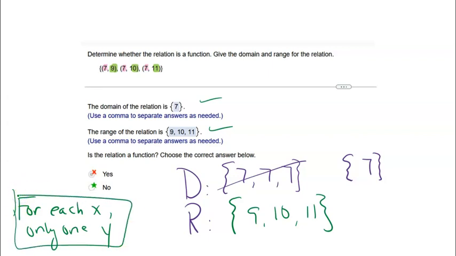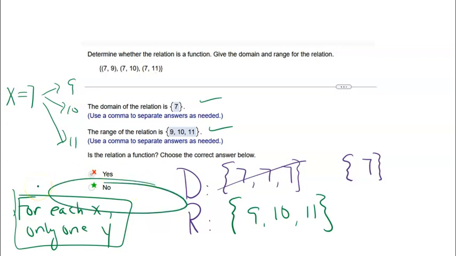Now when we look at this relation above, for each x, is there only one y? And the problem is no. For x equals 7, there are 3 different y values. There's a 9, there's a 10, and there's an 11. And we can't have that in a function. It's still a relation, but it is not a function. So the answer to this is no, this relation is not a function.